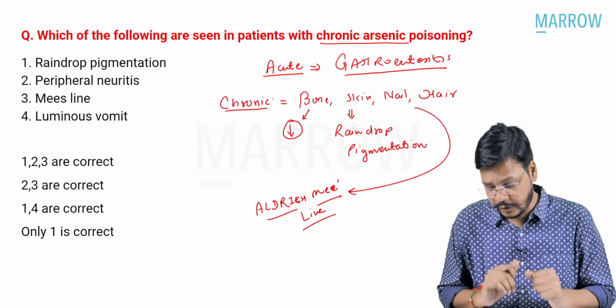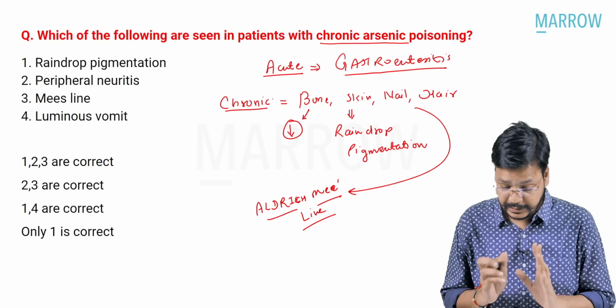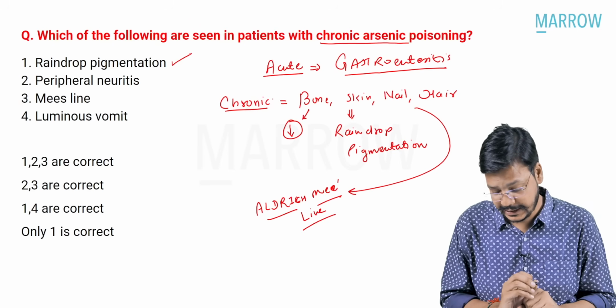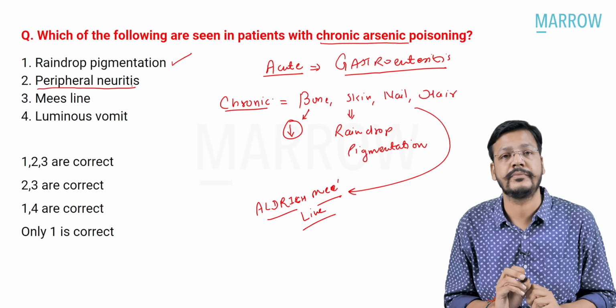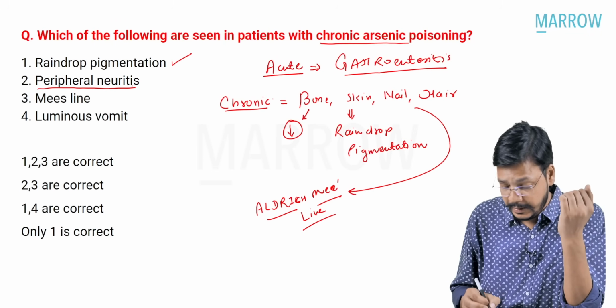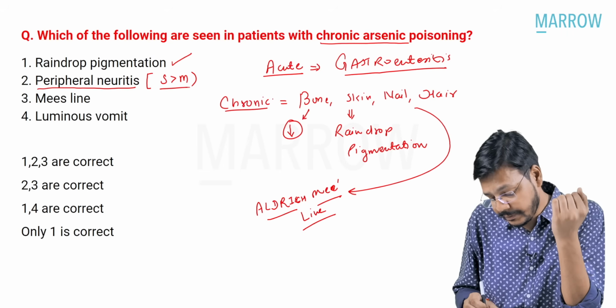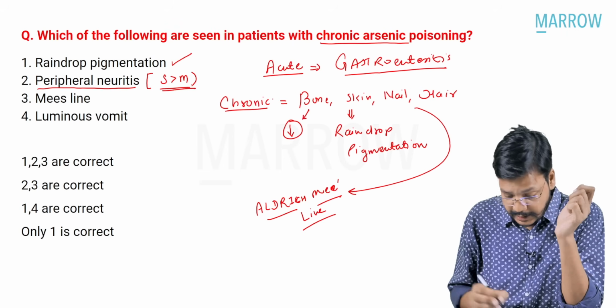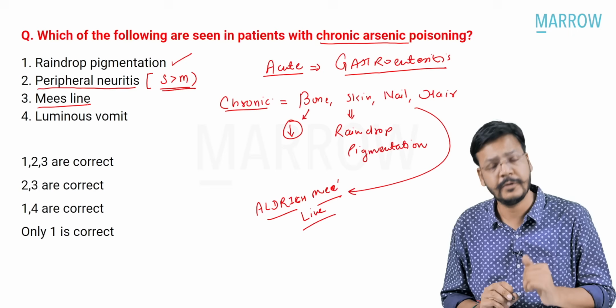So if you see the options and want to pick any of these, raindrop pigmentation, yes, right answer. It causes neuropathy also. It causes sensory as well as motor neuropathy. Even if you want to write down, sensory is more common than motor. It causes Mees line also. So the first, second, and third options are correct.